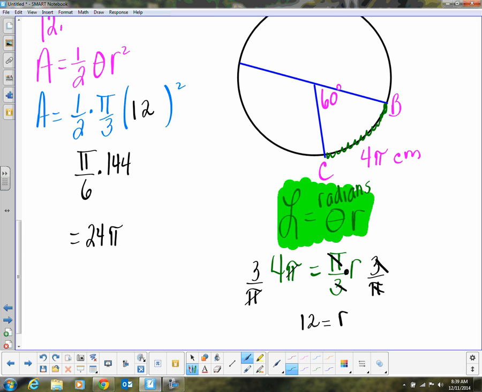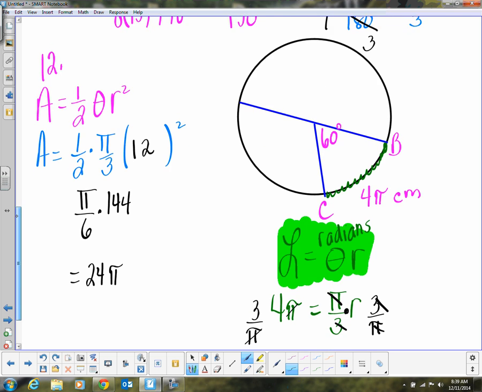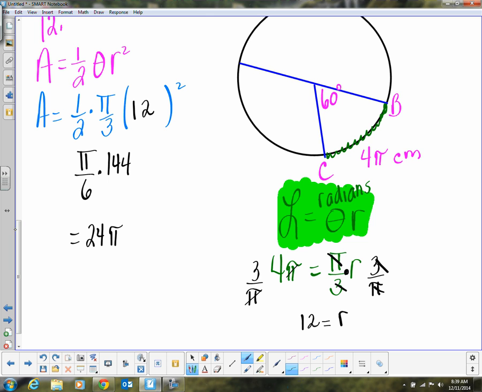Ethan, how did you get pi over 3? We got pi over 3 because we took our 60 degrees over 180, and 60 divides 180 3 times. We changed it into radians. Other questions?